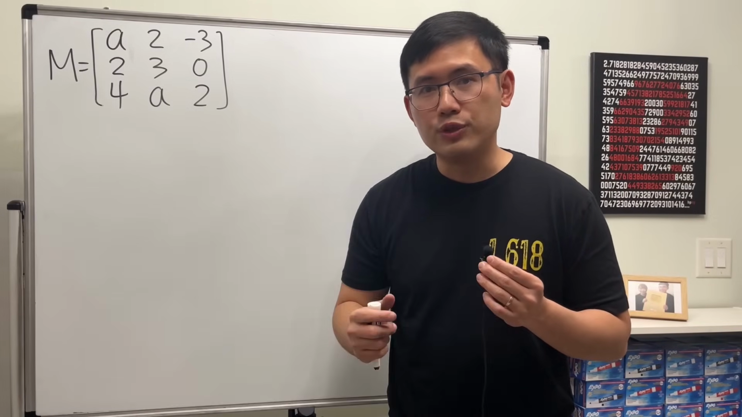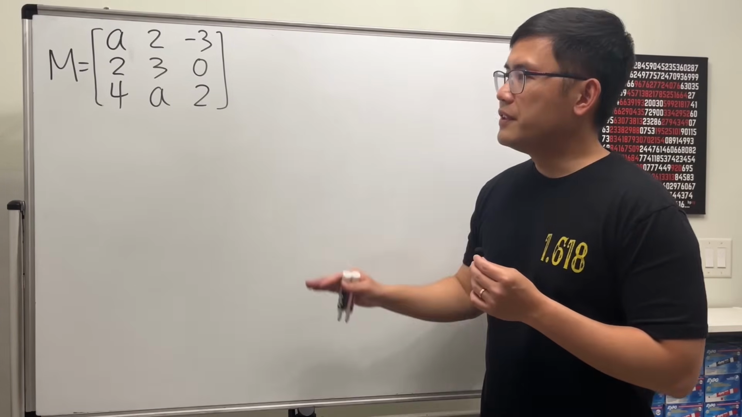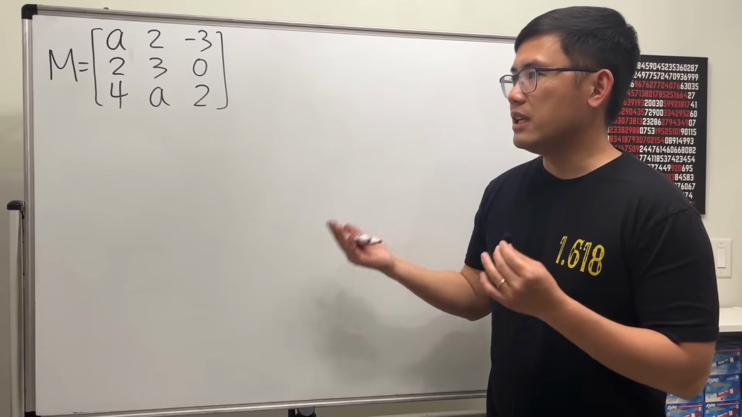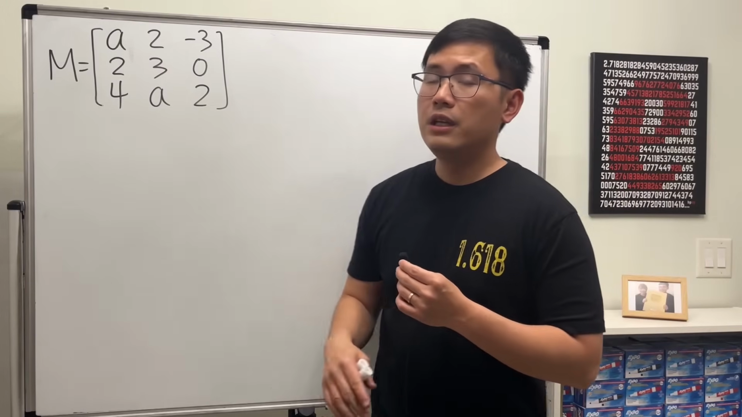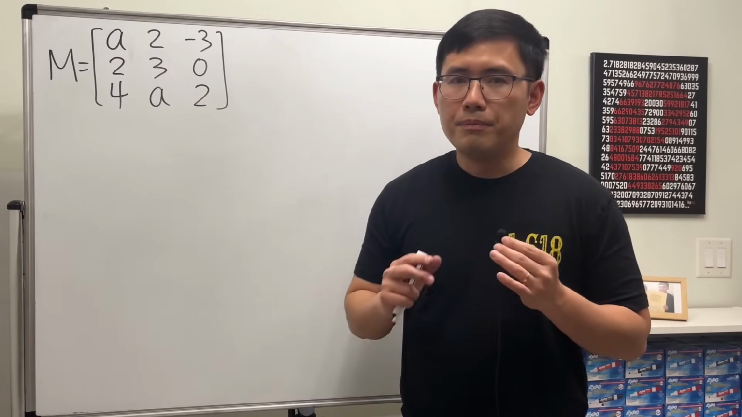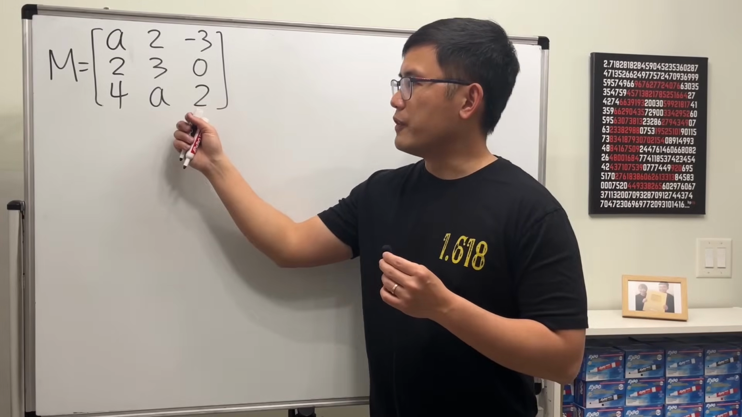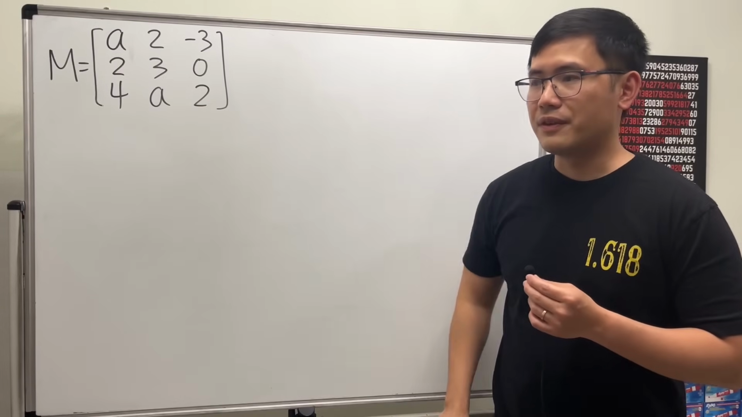To do so, we can just find the determinant. If the determinant of M is not equal to 0, then we can say that it has an inverse, therefore this right here is non-singular. Part B is where I made the mistake. We will find the inverse of M if this right here does have an inverse.